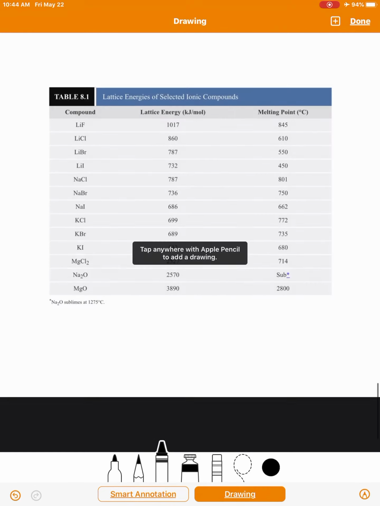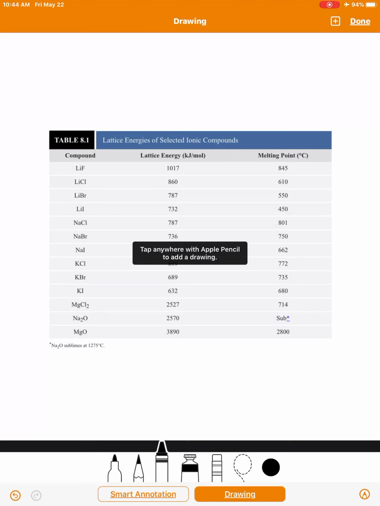So when you look at this table at the bottom at MgO, the magnesium ion is +2. The oxide ion is -2. +2 and -2, that's a large charge. You multiply those together, you get large lattice energy. For Na2O, the sodium is +1, the oxide is -2, so that's a big charge and a large lattice energy, but not as big as MgO, because in MgO, both ions have a charge of 2.